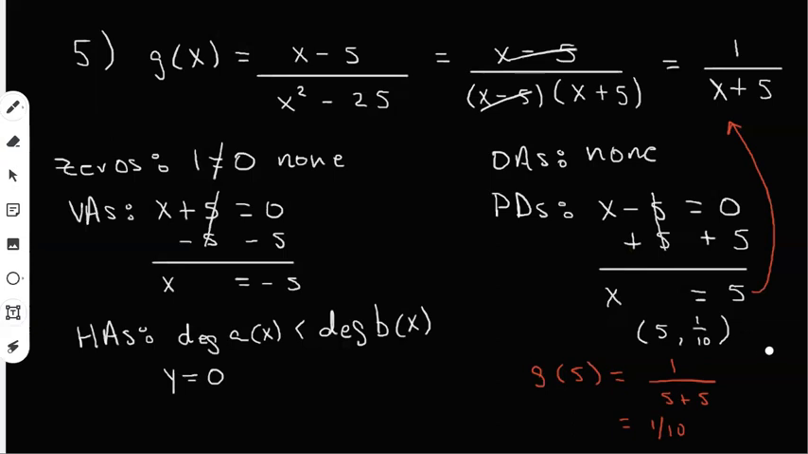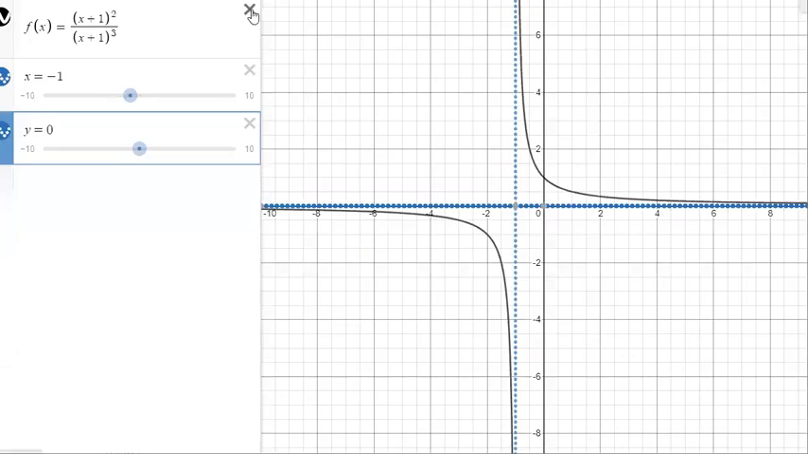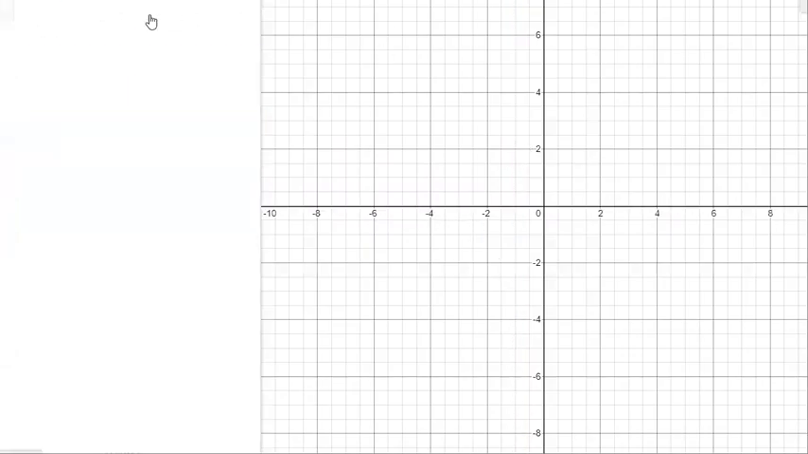All right. Good stuff. So the last thing we're going to do is graph this on Desmos, and we're going to confirm all 5 of these. All right. So let's go on over. Let's get rid of this stuff. And I'm going to type in g of x is equal to x minus 5 divided by x squared minus 25.